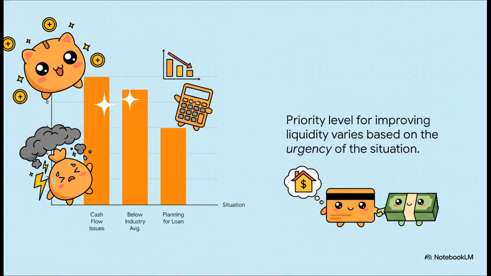Now, how urgently you need to do this really depends on the situation. If you're already struggling to make payroll or your ratios are way worse than your competitors, then yeah, this is a high priority, code red. If you're just getting your ducks in a row to apply for a loan, it's more of a medium priority, something you want to clean up to look as good as possible.